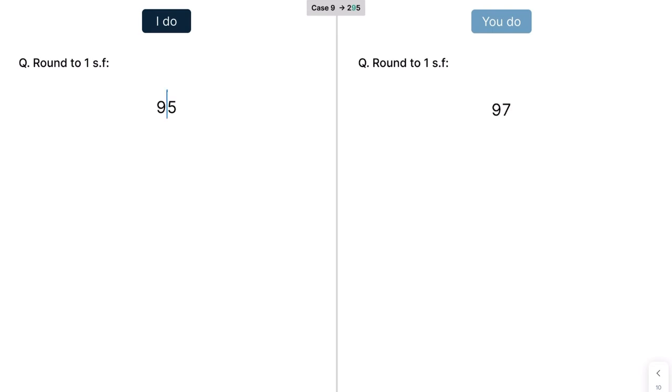So I'll draw my line, as usual, look at the decider, which is a 5. So that means I'm going to round up. Well, what comes after 9? 10. So that becomes a 10, and everything else after the line is a 0, so that's 100.